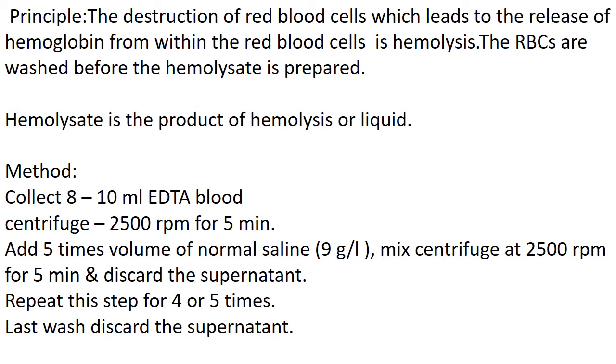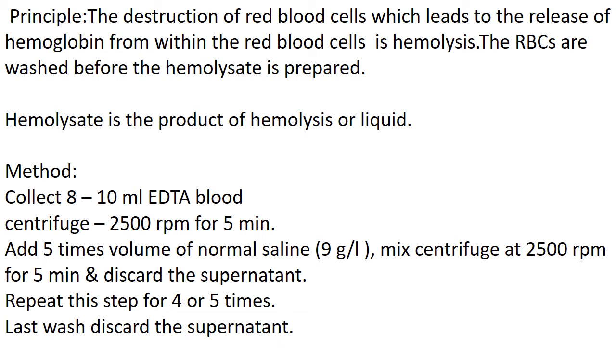Next, moving on to the method. Collect 8 to 10 ml of EDTA anticoagulated blood into a tube. Centrifuge at 2500 rpm for about 5 minutes. Aspirate and discard the supernatant plasma. We do not require plasma here, we want only the red cells. Add saline to 3/4 of the test tube, normal saline, that is 9 gram per liter of saline, and mix the saline and red cells completely.